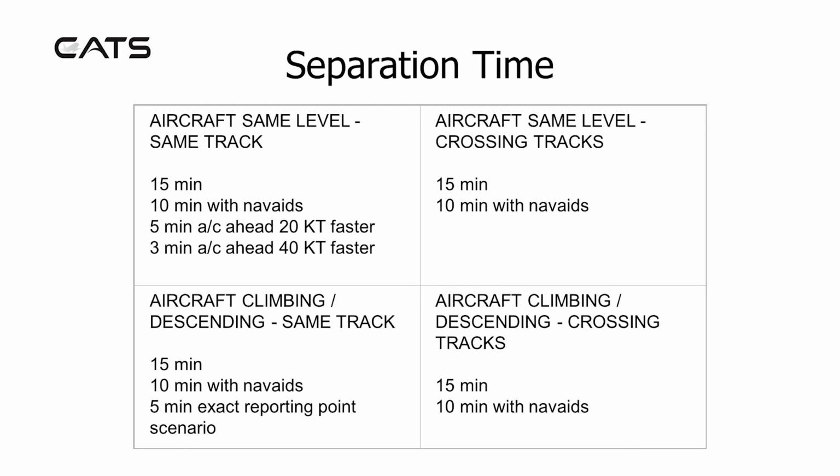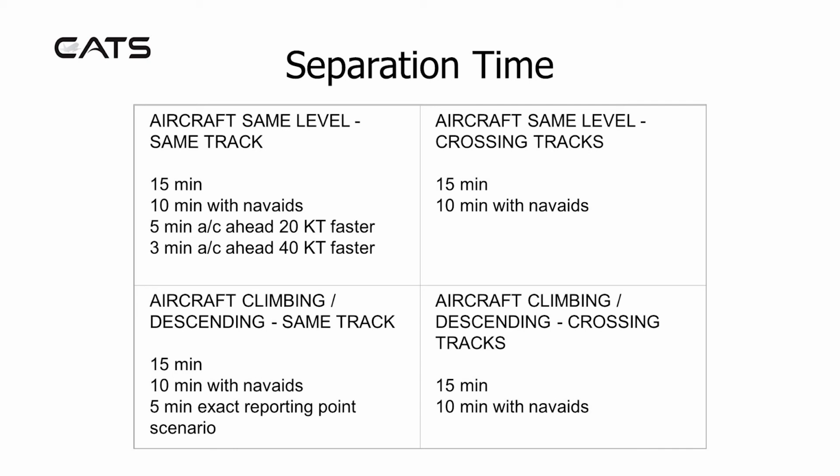Separation based on time. Aircraft same level, same track: generally 15 minutes, or reduced to 10 minutes with nav aids. If the aircraft ahead is 20 knots faster, then 5 minutes. If the aircraft ahead is 40 knots faster, then 3 minutes.